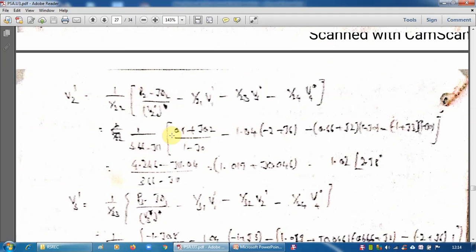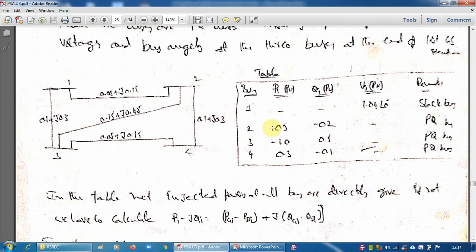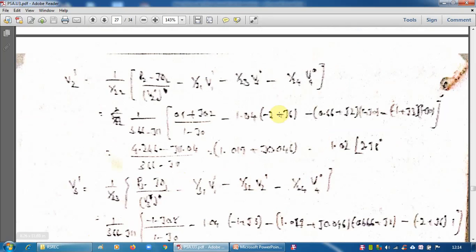P2. What is P2? At second bus, P2 is 0.5. At second bus, Q2 is this, minus 0.2. We substitute this: P2 is 0.5, Q2 is minus 0.2, so minus minus becomes plus 0.2. And V2 conjugate.